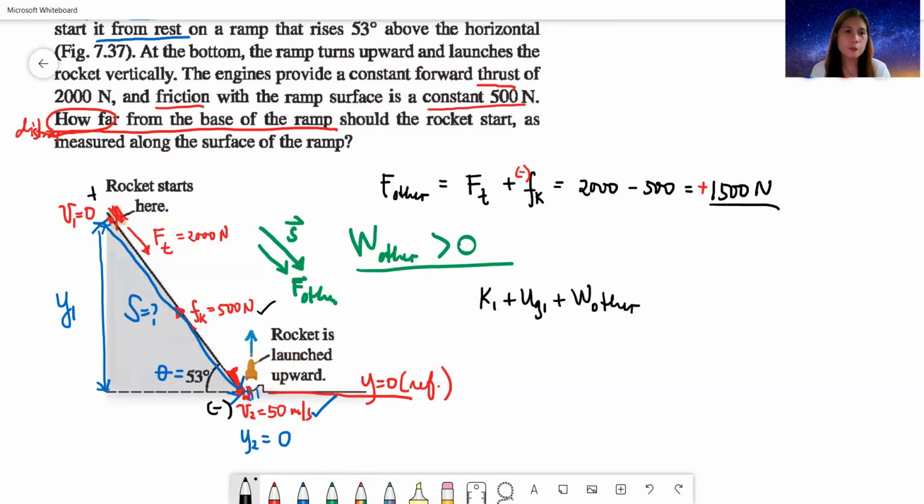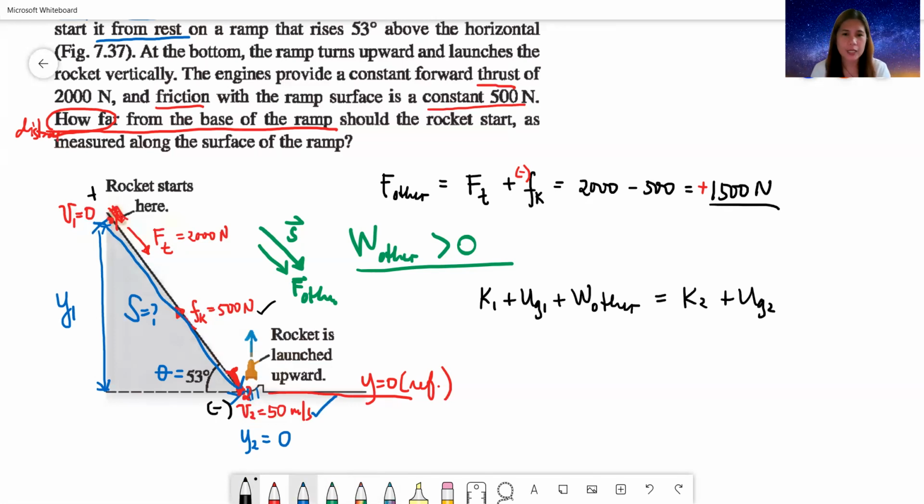There are no springs involved, so there's no elastic potential energy. There's no work done by the spring force. So we will not put U elastic here anymore. Equals kinetic 2 plus UG2. Remember that the work done by other forces will always be in the initial state. So you do not put work other in the right side or in the final state of your system. Always in the initial state.